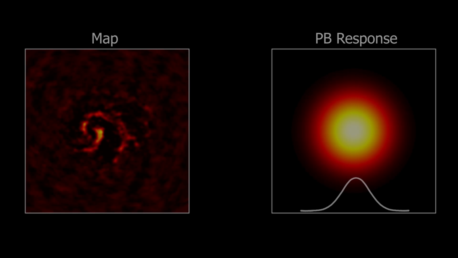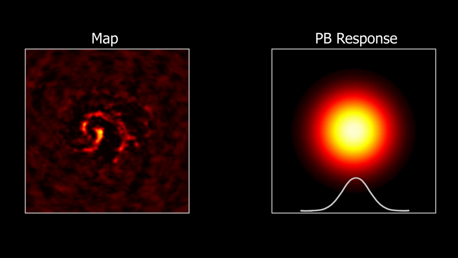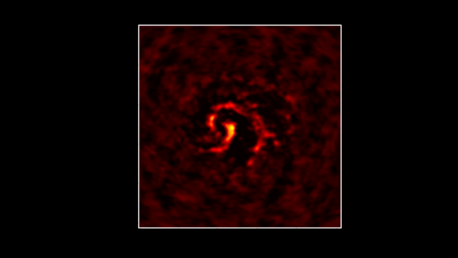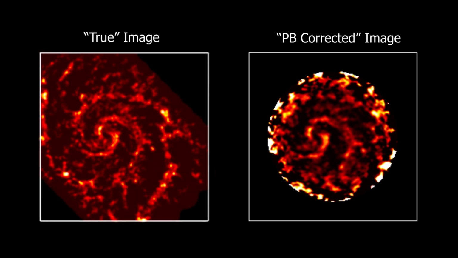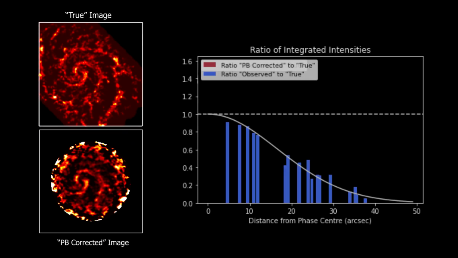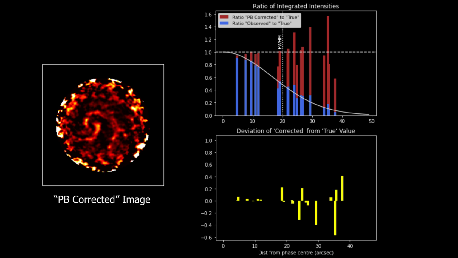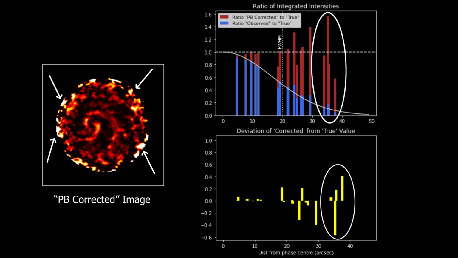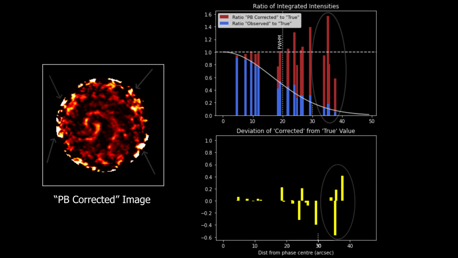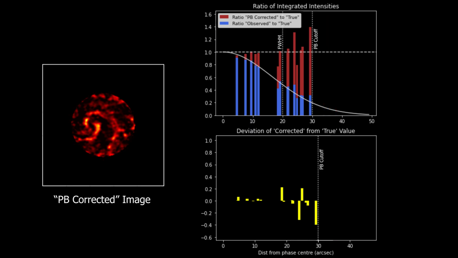We can account for the reduced sensitivity by correcting the observed map for the primary beam, essentially dividing the map by the primary beam response. The primary beam corrected map now looks much closer to the true sky image, and you can see that when we compare the integrated intensity measured in the corrected image with the true value. But only to a point. Once you get well beyond the full width half maximum, we are dividing by very small numbers. So any noise in the image, which is relatively constant across the observed image, will be greatly magnified. In practice, we simply discard anything beyond where the primary beam is too weak.